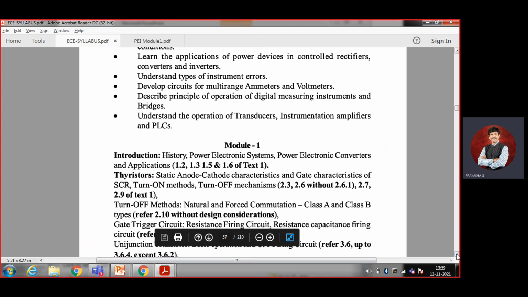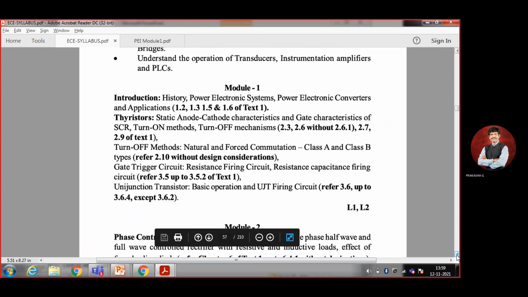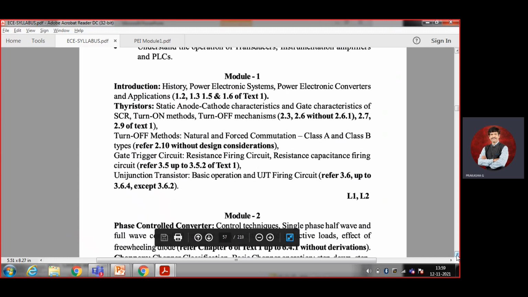So class A, class B both are finished. Now we have to move on to the next topic. The next topic is the third chapter. Chapter number 3, that is your gate trigger circuit. In chapter number 3, it has not been given directly as 3.1, 3.2, 3.3. They have taken it directly into 3.5, up to 3.52. Then 3.6 we have.